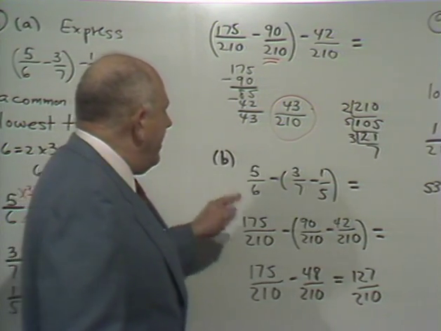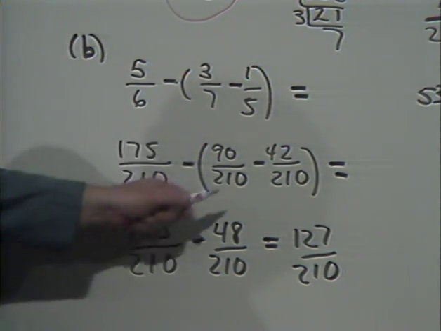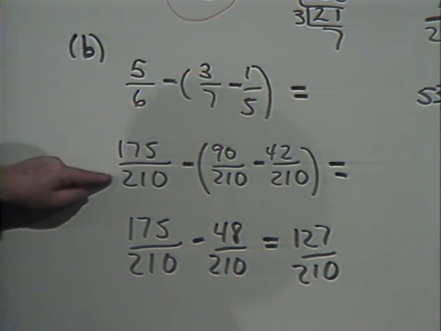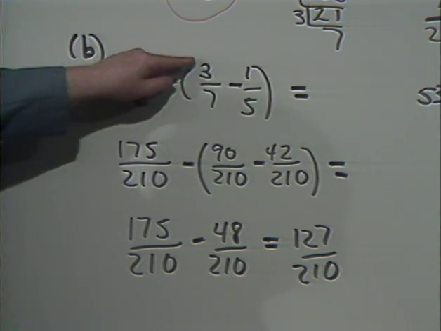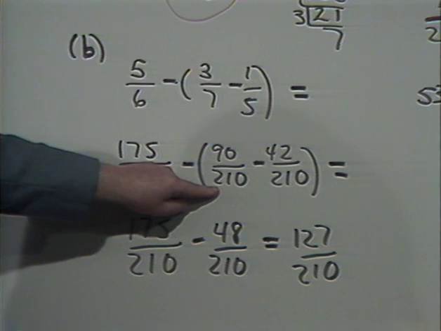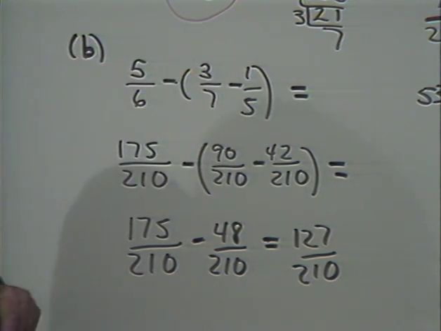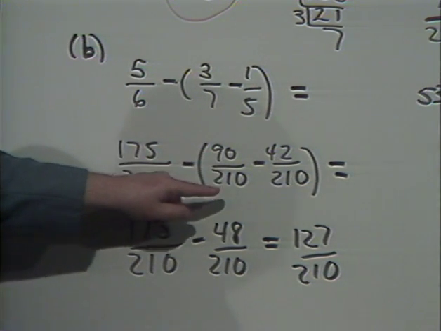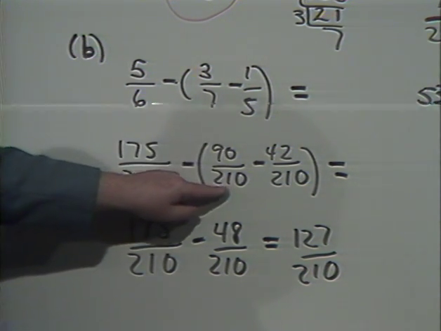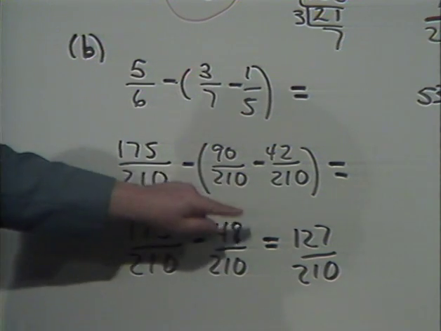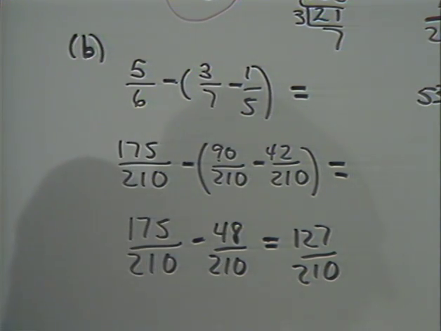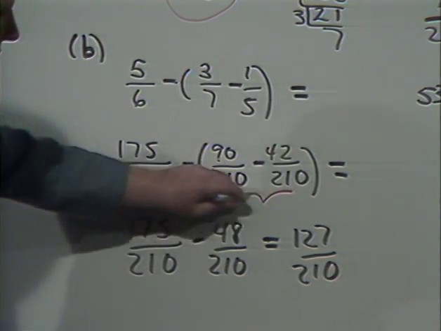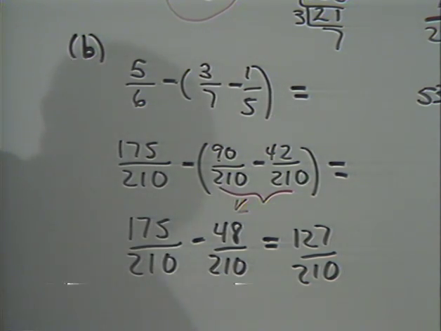Now, part B is exactly the same problem, only we've switched the parentheses. I still replace 5/6 by 175 over 210. I still replace 3/7 by 90 over 210. And I still replace 1/5 by 42 over 210. The only difference now is that inside the parentheses is 90 over 210 minus 42 over 210. 90 of something minus 42 of something is 48 of that same something. So this gets replaced by 48 over 210.